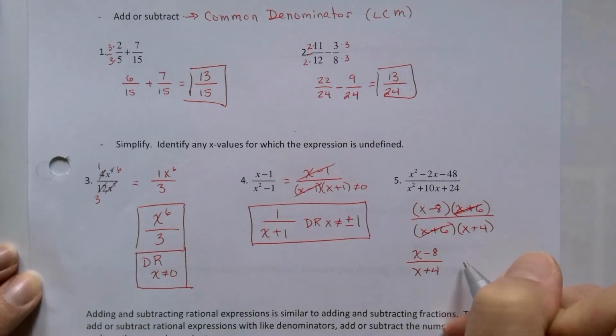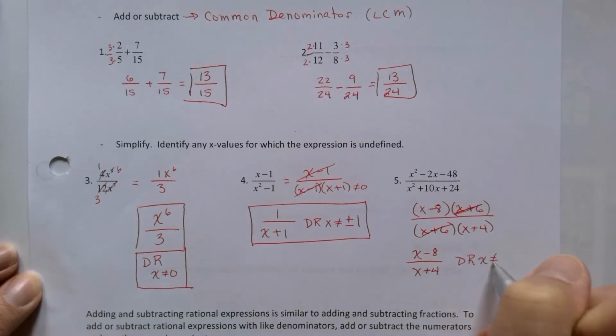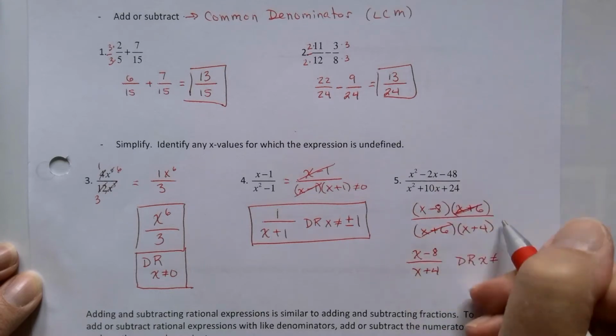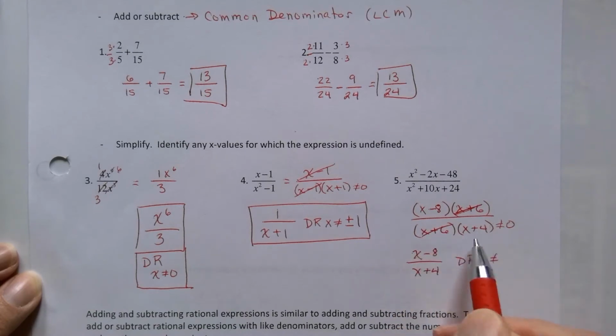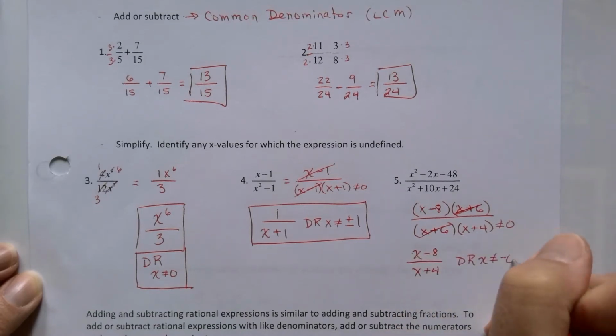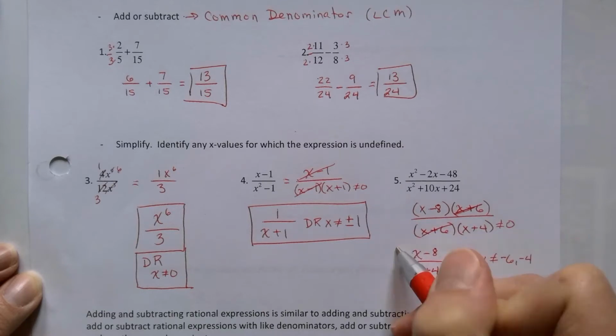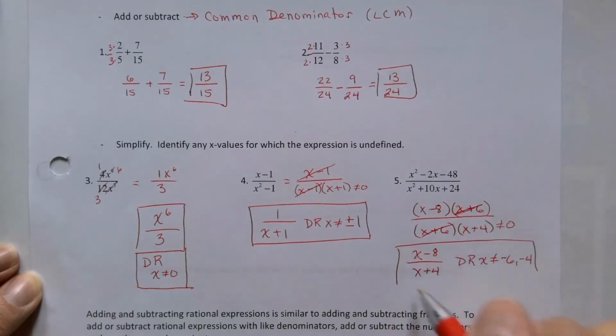And then I'm going to look for a domain restriction. So go back to your original denominator. It cannot equal 0. And so we're using the zero product property. X cannot be negative 6 or negative 4. And that is our final answer with the domain restriction.